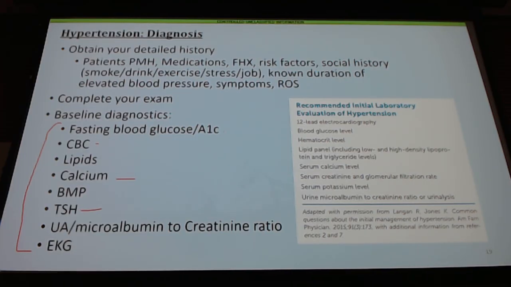And then the other labs are really looking at helping us identify risk factors, because that's going to help us when we start talking about management. What is our goal? So when we look at your fasting glucose or your A1C, and your lipids, that will help us calculate their 10-year risk of cardiac disease. And then looking at your UA microalbumin to creatinine ratio, and your BNP, we're basically looking for secondary complications related to blood pressure.